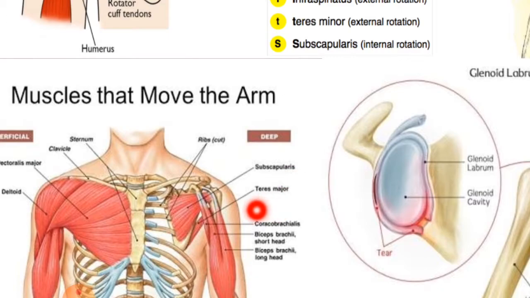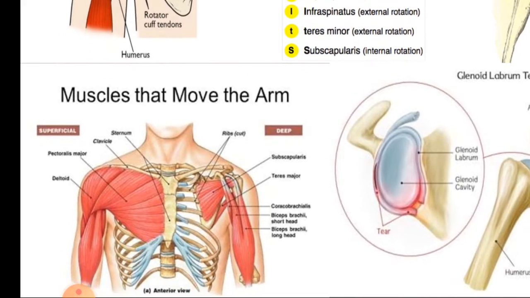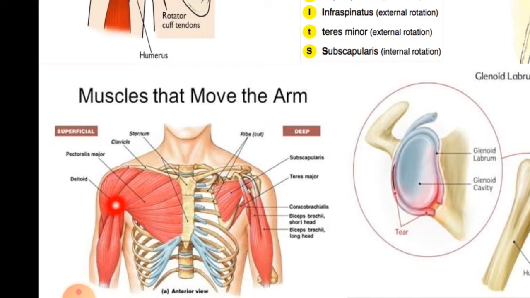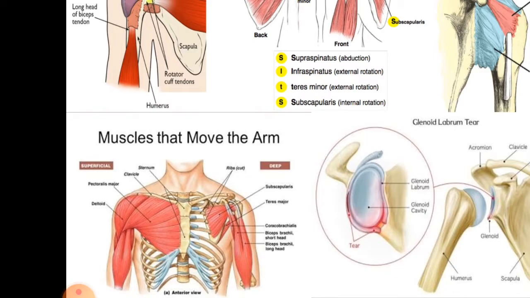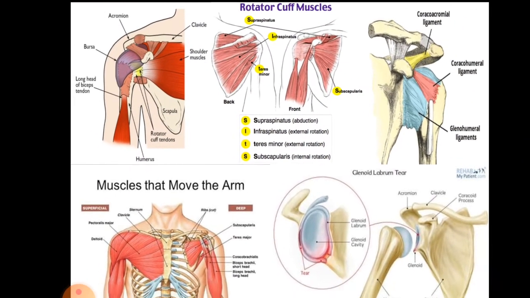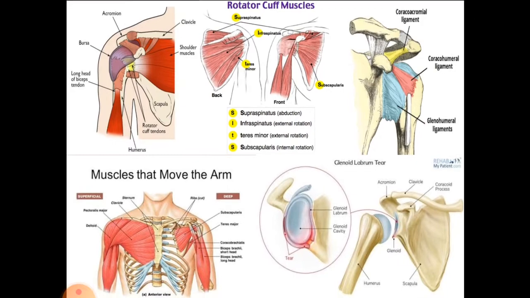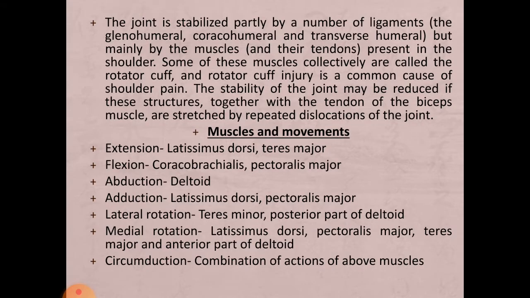Here we have the teres major muscle, and we know that the teres minor is just below the deltoid muscle, and these are the deep muscles. The teres major and teres minor both are deep muscles. Latissimus dorsi is not shown in this image, but for the extension around the shoulder joint, you have the latissimus dorsi and the teres major muscle involved.